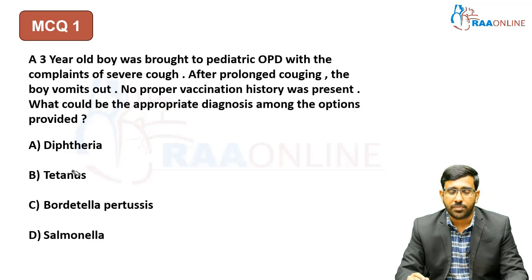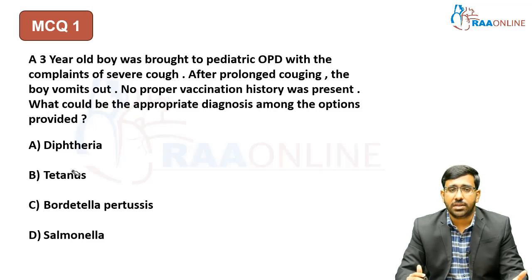We all know that in diphtheria there is going to be fever and the formation of a pseudomembrane. In case of tetanus, there is going to be CNS manifestation characterized by something like opisthotonus. And in case of salmonella, there is going to be fever associated with rashes. So that is going to be the clinical feature of salmonella.